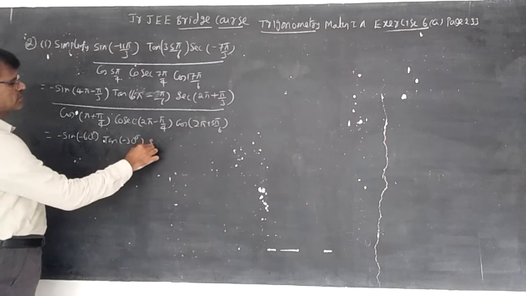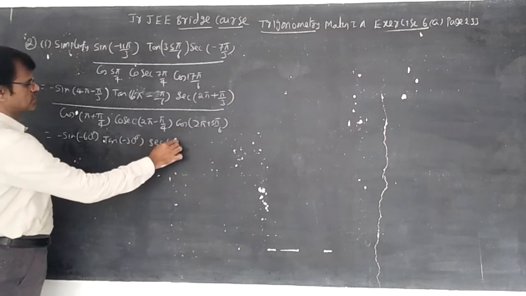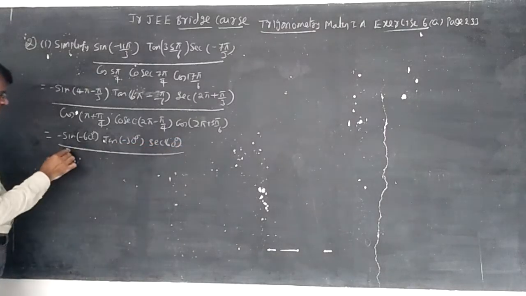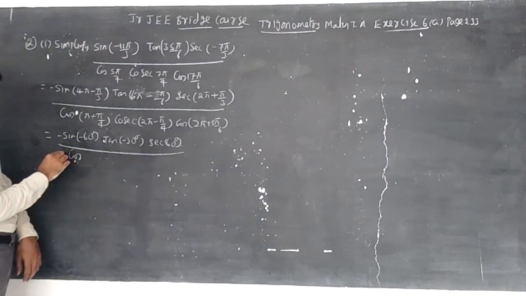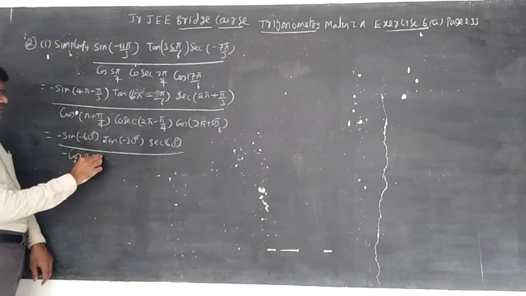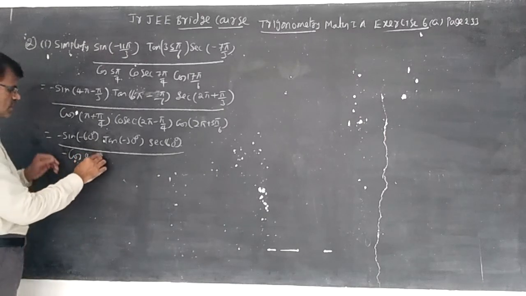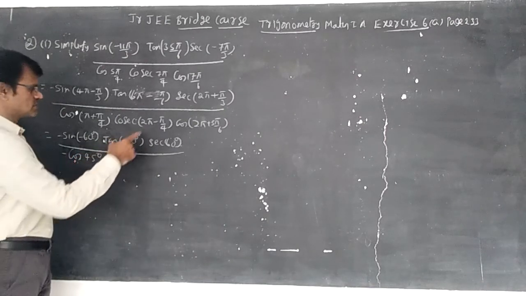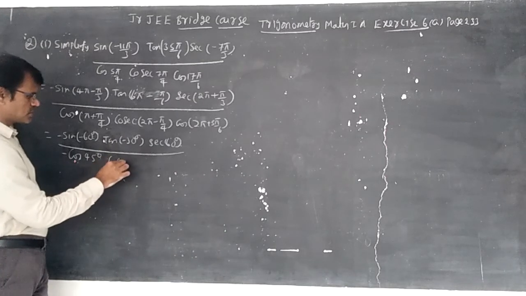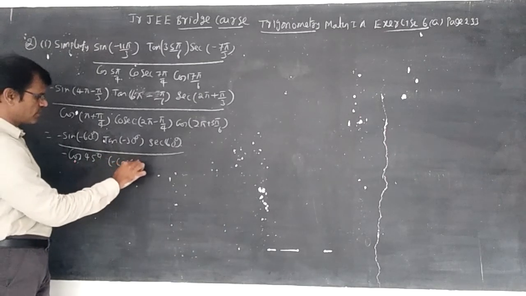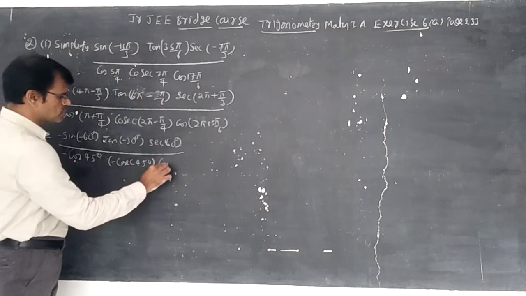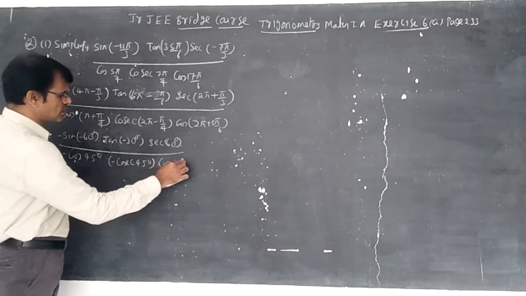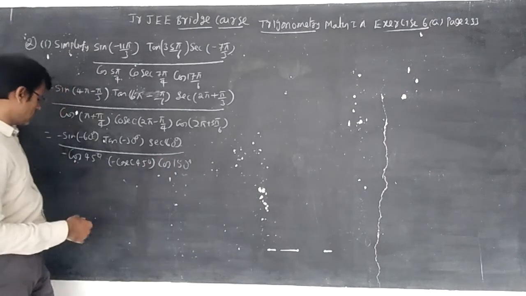Into secant 60, whole by this is cos of 180 plus theta, which is minus cos theta, so minus cos 45. Pi means 180, you can understand the value. This is nothing but 0, so minus cosecant of 45. This is minus cosecant of 45 into this is 0, so it is cos 150 degrees. Once again we should convert the value.